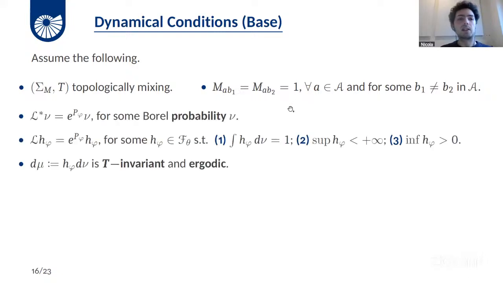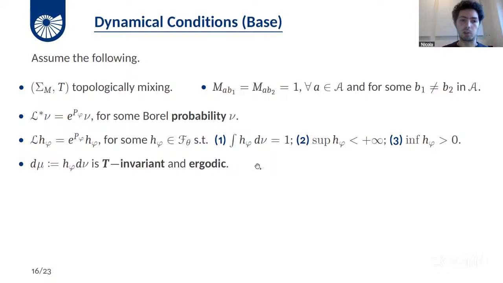Basically, these are the consequences of the Gouëzel-Perron-Frobenius theorem. That is, we have an eigenmeasure nu for the operator, an eigenfunction h phi for the operator, which is Lipschitz, normalized so that its integral with respect to nu is 1. It's bounded away from infinity and from 0, from above and from below. Then the measure mu defined by this density is T invariant and ergodic.